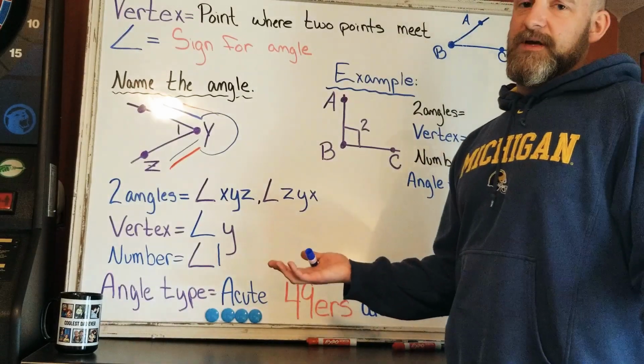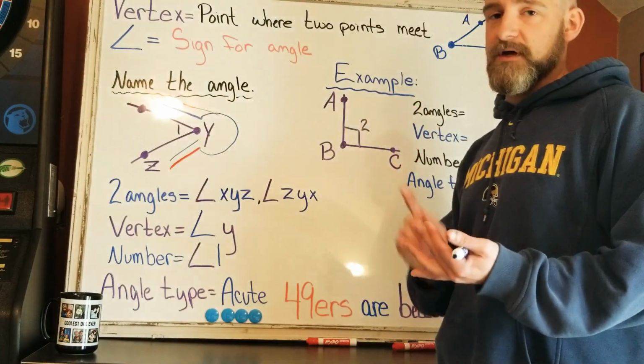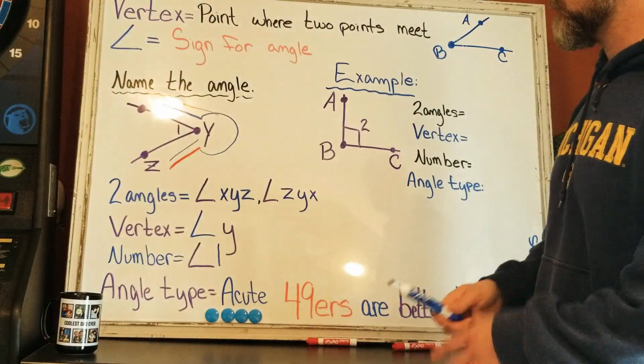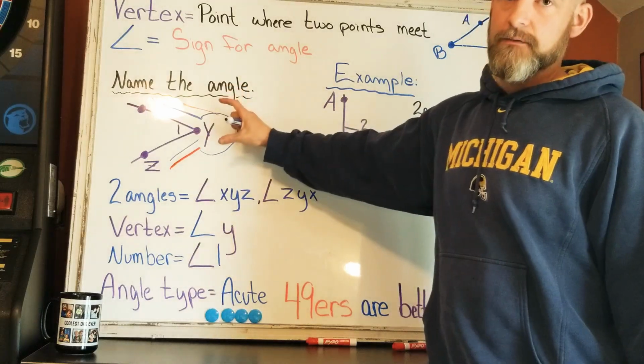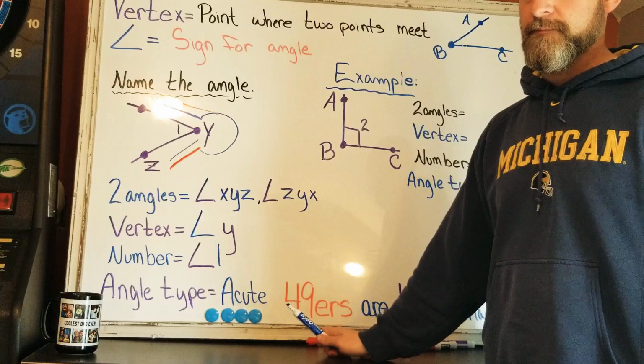Okay, what type of angle is this? This was put in my notes. We went over acute, obtuse, right, and straight angles. Right now we know that this angle is less than 90 degrees, so it makes it an acute angle.